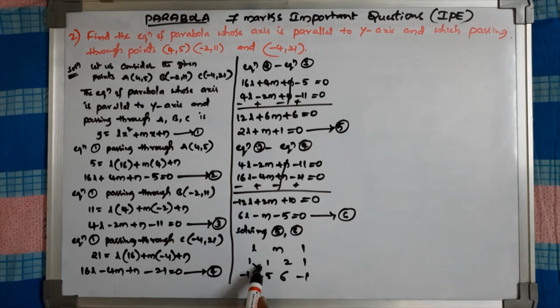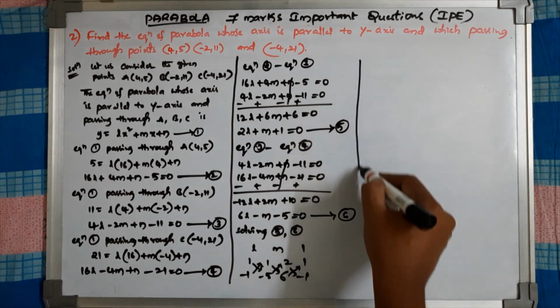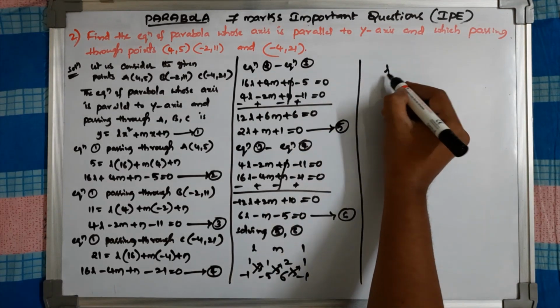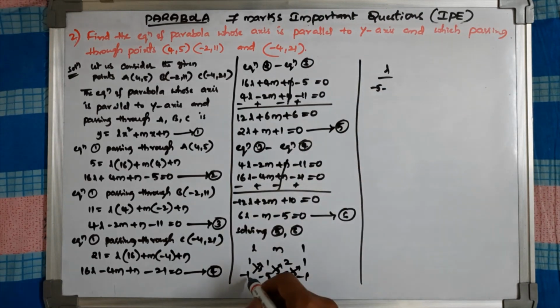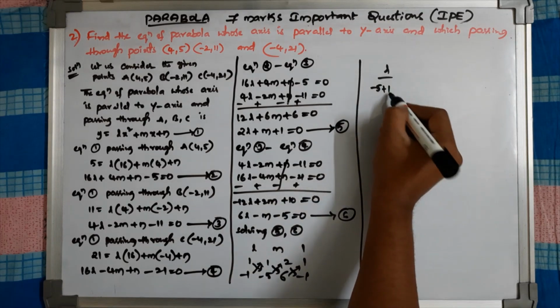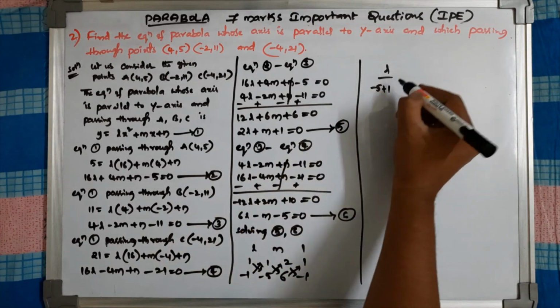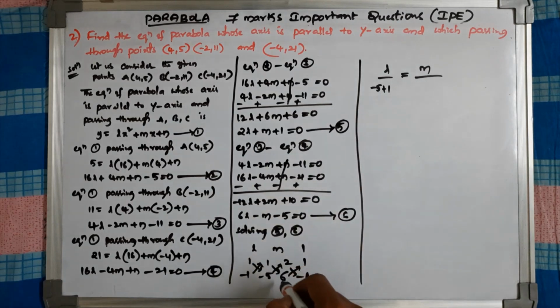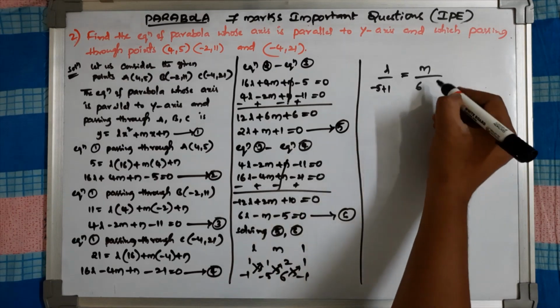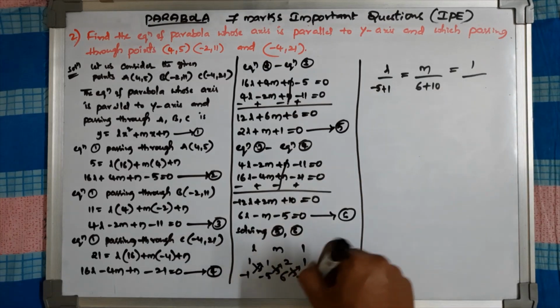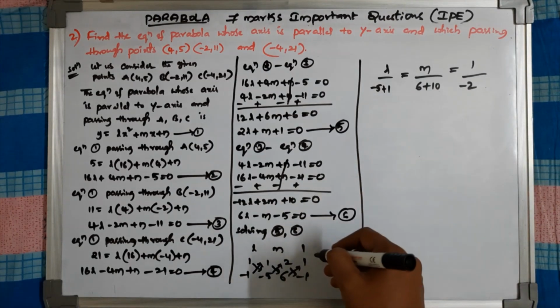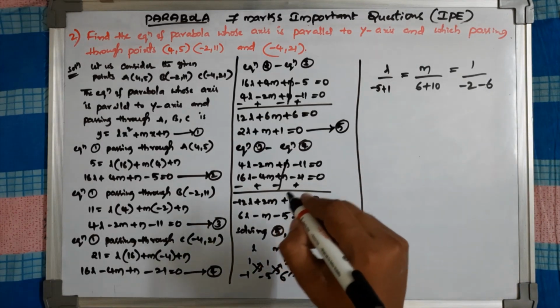Perform the cross multiplication, you get L by 1 into minus 5, minus 5 minus 1 into minus 1, minus 1 minus of minus plus, minus 5 plus 1, is equals to M by 1 into 6, 6, 5 into 2, 10, minus 10, minus of minus 10 is plus 10, is equals to 1 by 2 into minus 1, minus 2, 6 into 1, 6, minus 6, right?